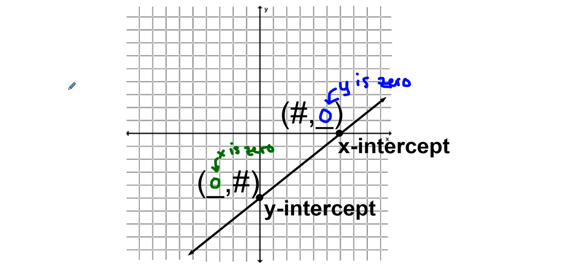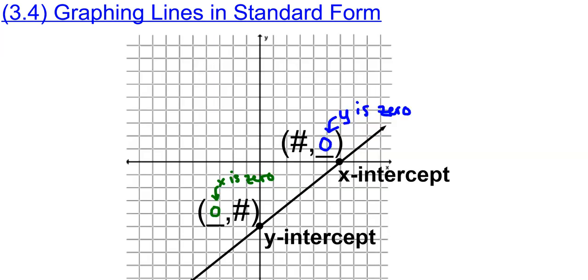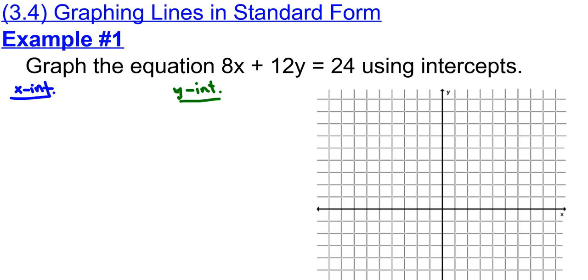So if you're given an equation and you're asked to find the x-intercept, you just plug in 0 for y because y is always 0 with an x-intercept. If you're asked to find the y-intercept, you plug in 0 for x because x is always 0 for a y-intercept. So here on the first example, it says graph this equation using intercepts. Well, we're going to find both intercepts, an x-intercept and a y-intercept. For the x-intercept, y is 0, so we're substituting in 0 for y.